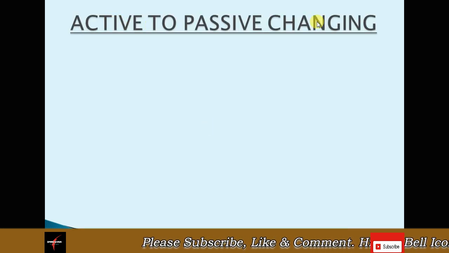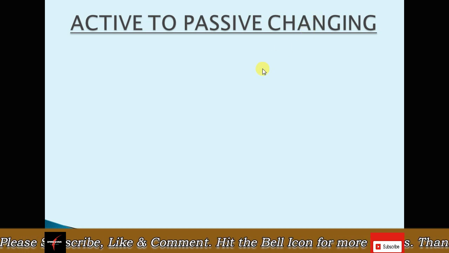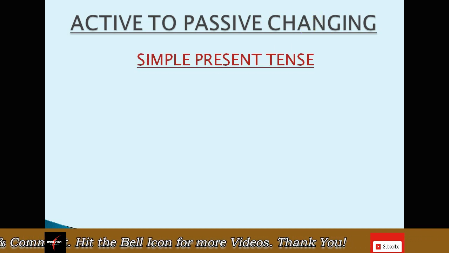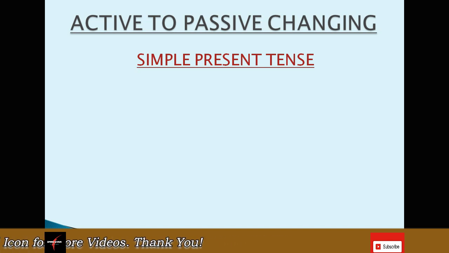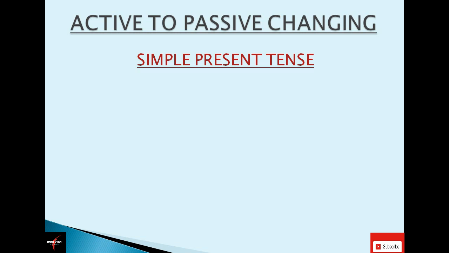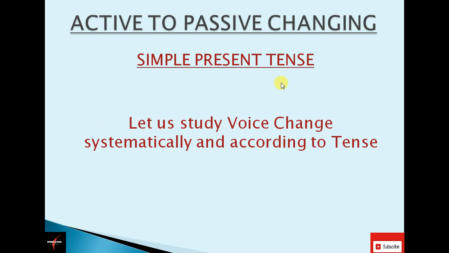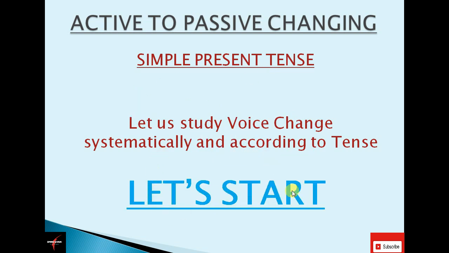Now, active to passive changing. How to change from active to passive voice? You have already written the general rules. Now we shall study under different heads, under different separate tenses. So we'll begin with simple present tense, which we also call present indefinite tense. Let us study the voice change systematically and according to tense. The first tense that we have is simple present tense or present indefinite tense. Let's start.